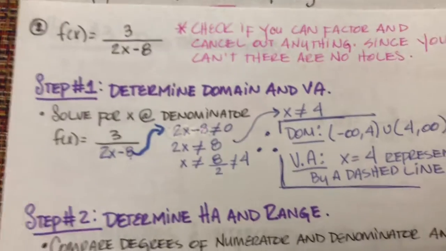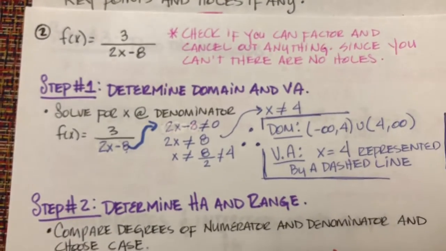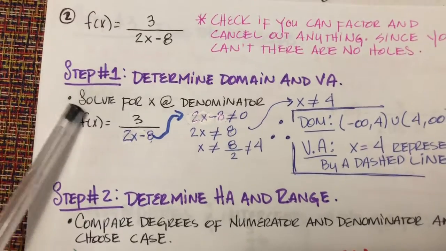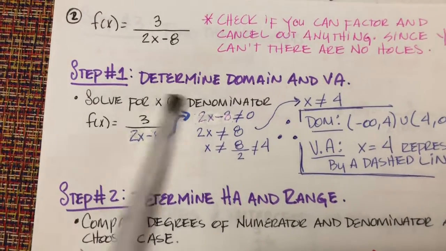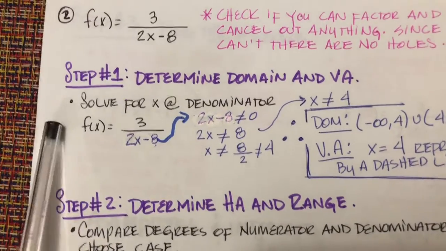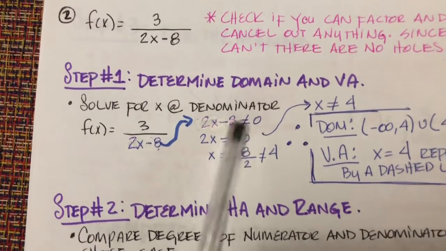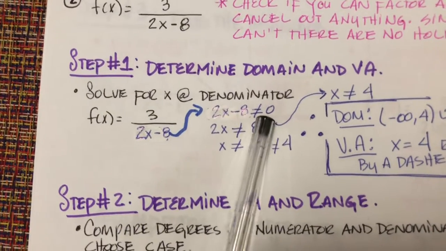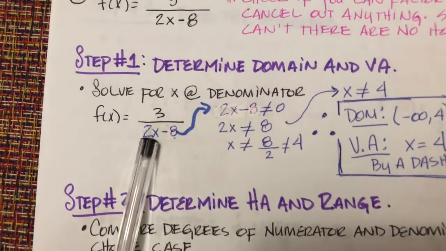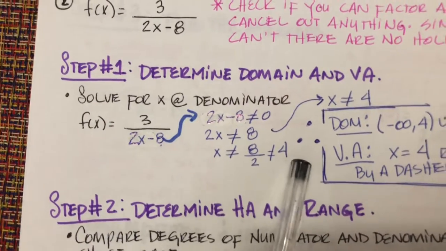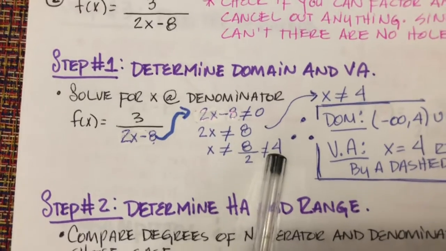So, step number 1. The first thing that I do is determine the domain and the vertical asymptote. In order to determine these, VA is the vertical asymptote, it's just an abbreviation. I have to solve for x at the denominator of the function. So the denominator is 2x minus 8. It cannot be equal to 0. It's a restriction of fractions. And I solve for x. So x ends up being not equal to 4.